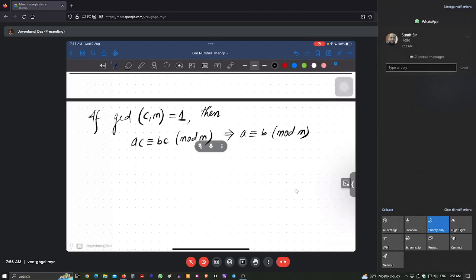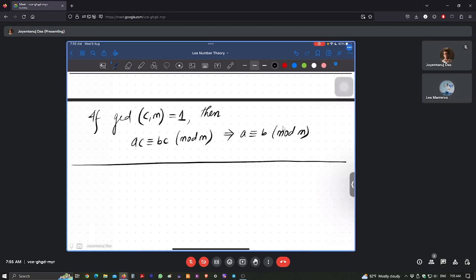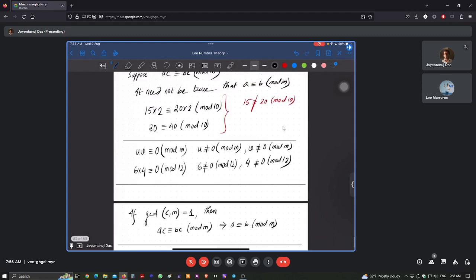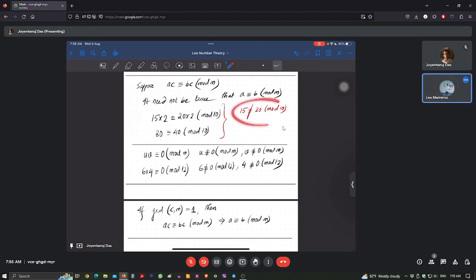They have given this in the exercise, so when you go to the exercise, we'll prove that. For example, it is not working in the previous example because 2 and 10, their GCD is not 1. Their GCD is 2. That's why it is not working.